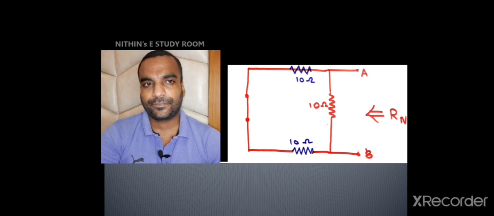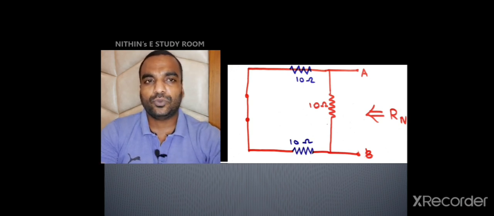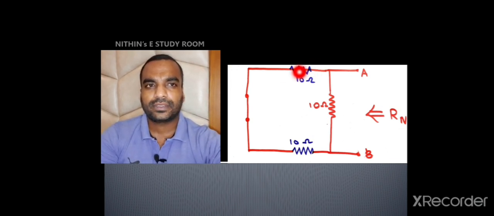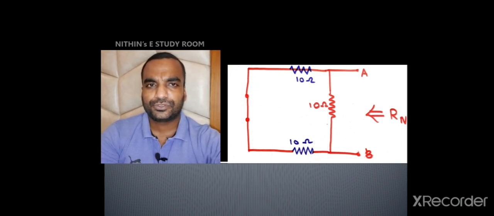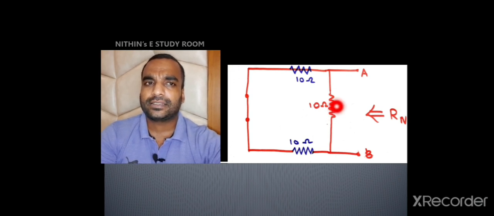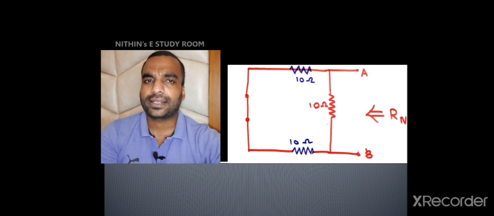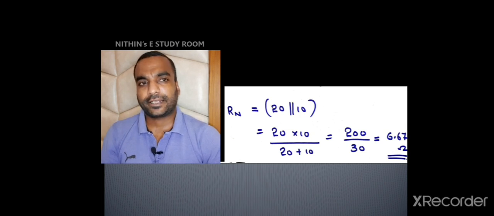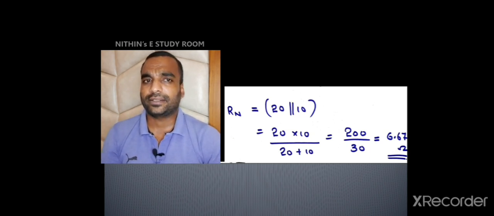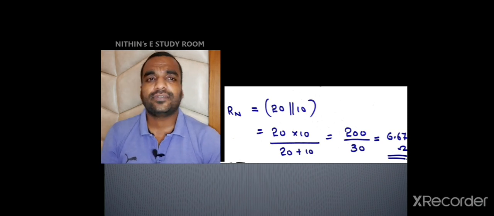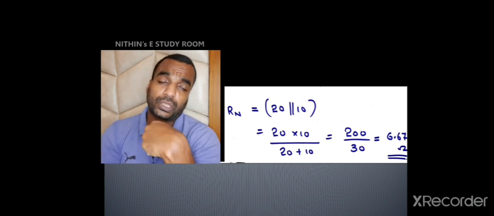I think it's very clear, because the same current will flow through these two 10 ohm resistors. So these 10 ohm and these 10 ohm are in series, so it will give 20 ohm, and that combination will be in parallel with the other 10 ohm. So I can say 10 plus 10, 20 in parallel to 10. So 20 into 10 by 20 plus 10 will give 6.67 ohm. This is the value of R Norton, or Norton equivalent resistance.